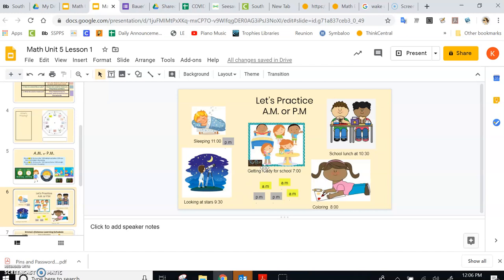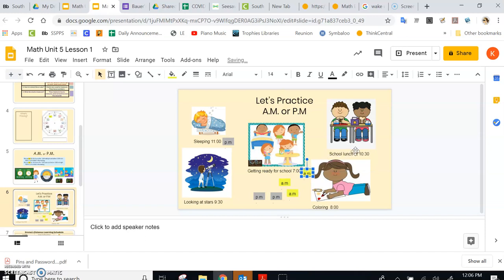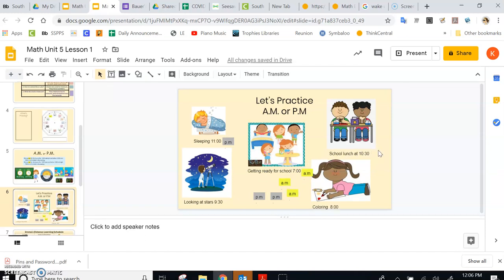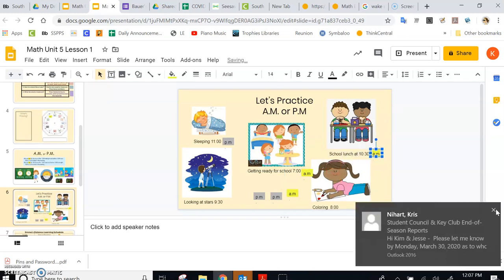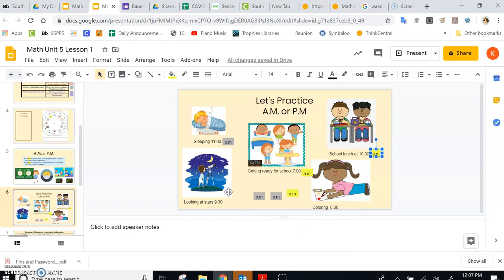Let's look right here. Getting ready for school in the morning. 7 o'clock. Is that AM or PM? Make your guess. Correct. If you said AM, you are correct. School lunch. Boys and girls, we had school lunch so early. We had lunch at 10:30. Now that is before the noon hour. Most people don't have lunch that early, but we did. Did you say AM?